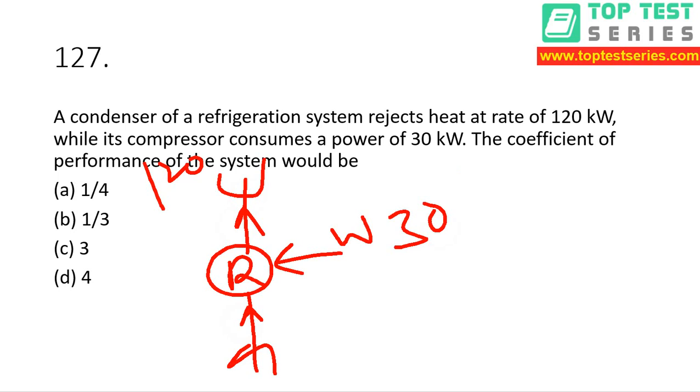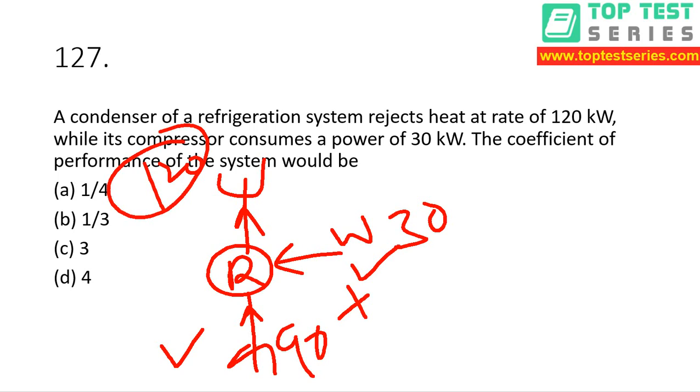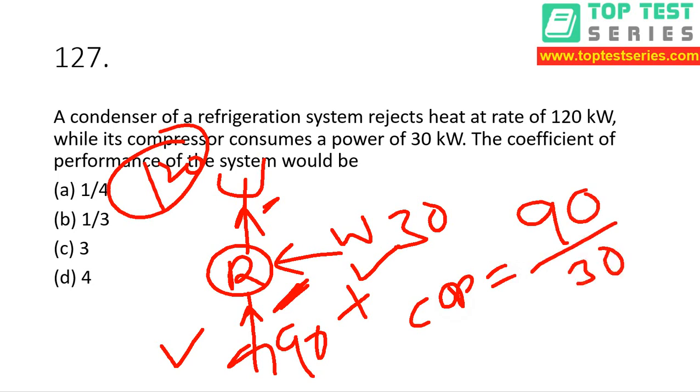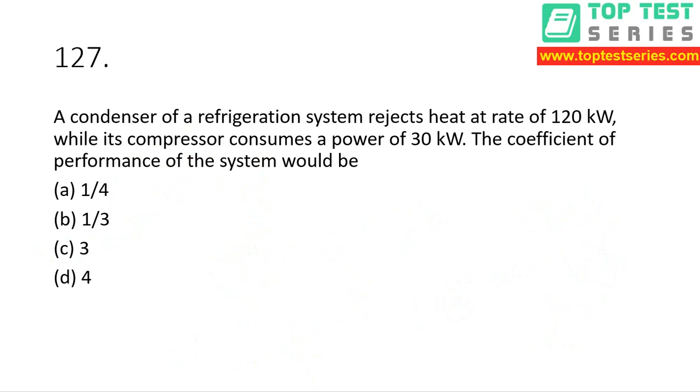Therefore, my dear, there should be 90, because the addition of both these two should be equal to 120 from the first law of thermodynamics, because these are two inputs and one is output. So input is equal to output should be there, because energy cannot be created or destroyed, right? According to the first law. So my dear, from here what we can say, COP is equal to desired effect, that is 90, upon work input, that is 30, is equal to 3. So option C is the correct answer for this question.